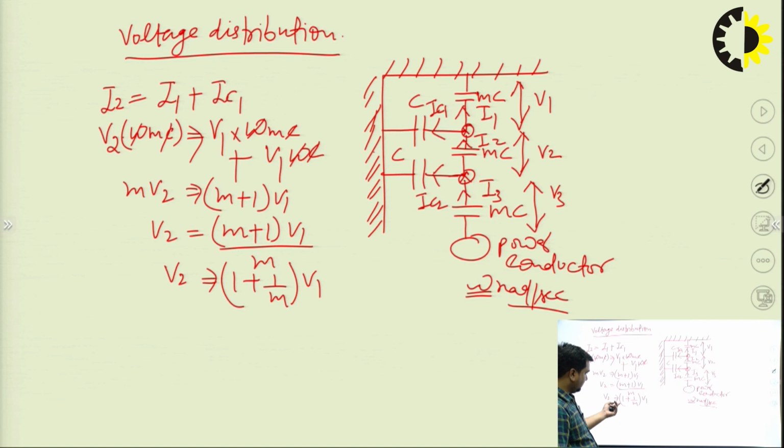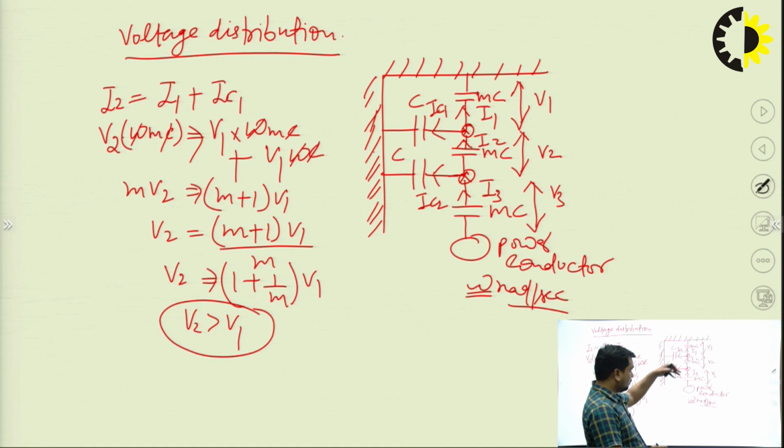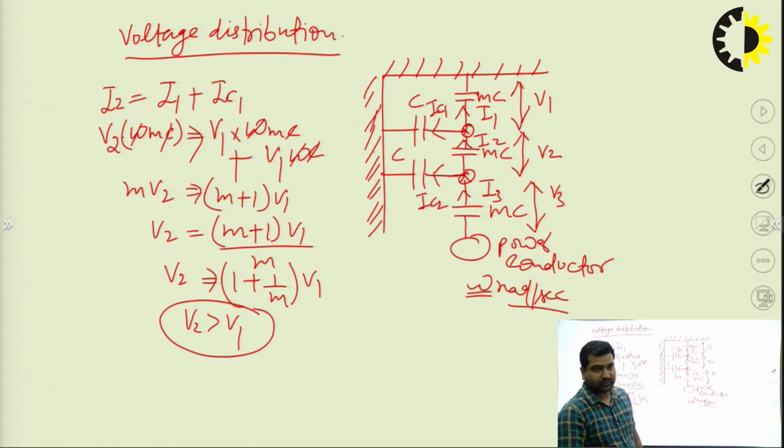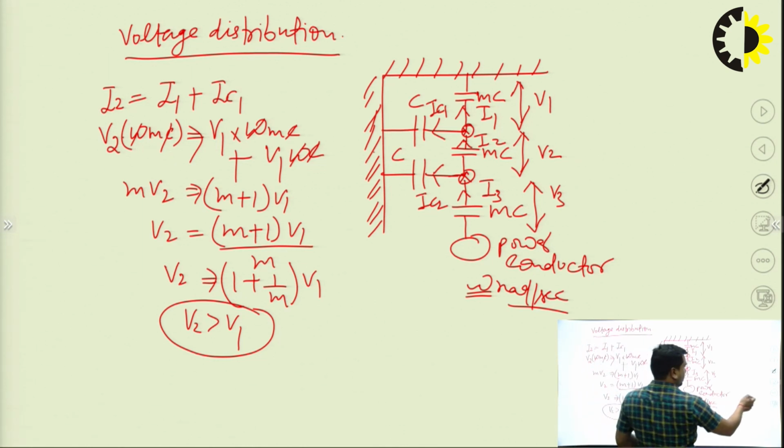If you see this equation, 1 plus something, it means that V2 is greater than V1. They are not equal. The voltage drop is more at the lower disc as compared to the upper disc. The voltage distribution is not uniform. Okay. Now we can see for the second one here.